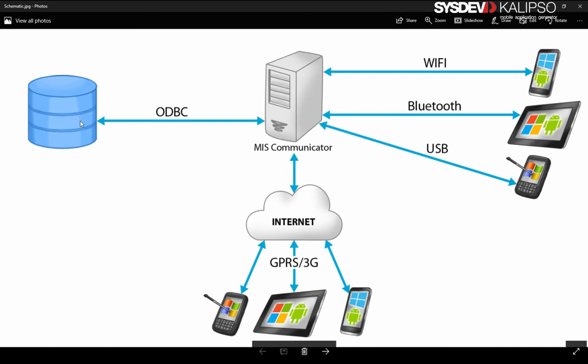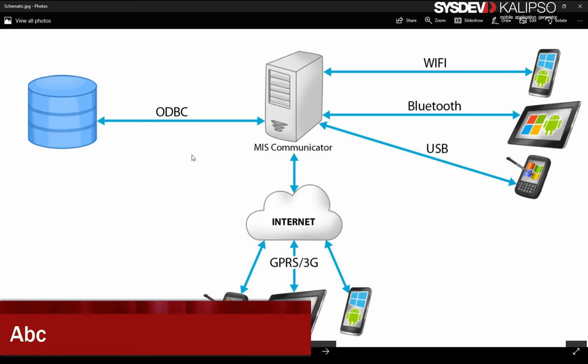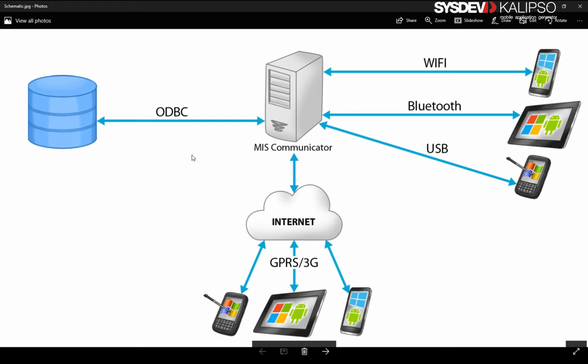So, in Kalipso, we need to create a communication profile regardless of working online or offline. A communication profile is you telling Kalipso how we can reach the server. On the server, you'll set up MIS Communicator, the Kalipso component responsible for managing all the connections coming from the devices. The communication server can be any Windows computer we want. There's no special requirement. If you have installed Kalipso from the setup, MIS Communicator is already installed on your machine and you don't need to do anything.